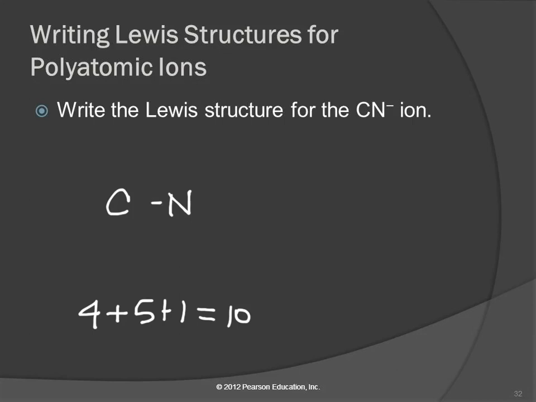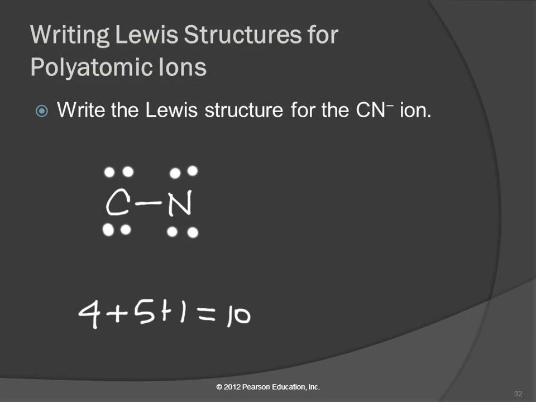So we're going to put a bond between the carbon and the nitrogen, and then we're going to distribute the rest of the electrons around. So that's 2 for the bond, 4, 6, 8, 10. And we're out of electrons. Do either of these atoms have an octet? No. We don't have octets on our atoms, and we've run out of electrons. That means we need to make multiple bonds.